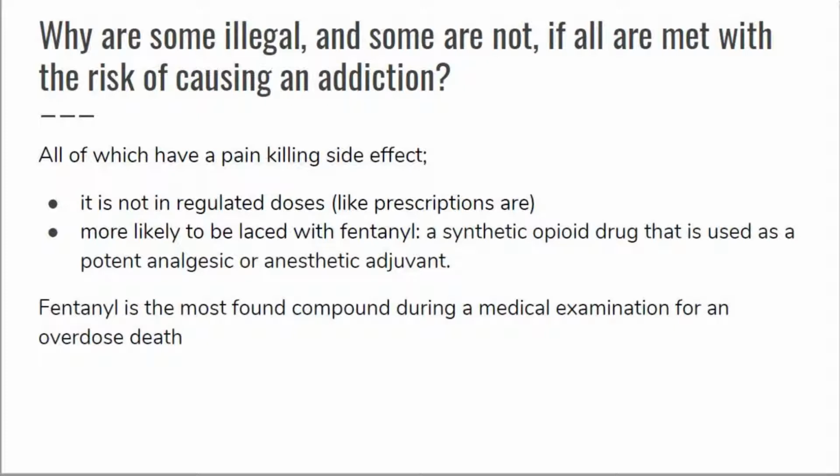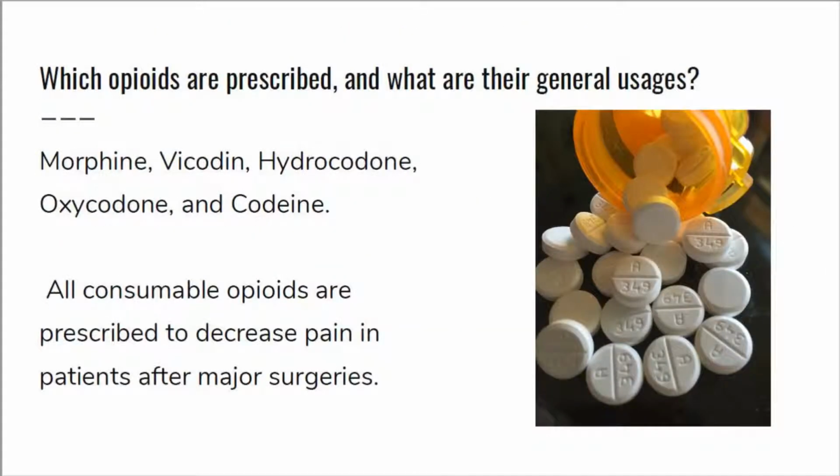Why are some illegal and some are not if all are met with the risk of causing an addiction? All of which cause a pain-killing side effect. However, what makes illegal opioids more of a risk to take is that they are not in regulated doses like prescriptions are. It is also more likely to be laced with fentanyl, a synthetic opioid drug that is used as a potent analgesic or anesthetic adjuvant. Fentanyl is the most found compound during a medical examination for an overdose death. However, this does not invalidate the risk of taking legal forms of opioids.